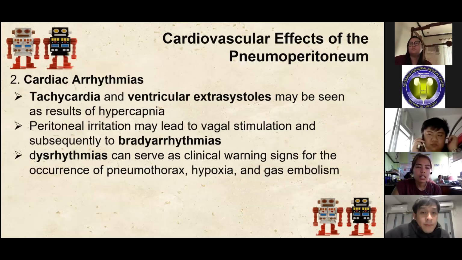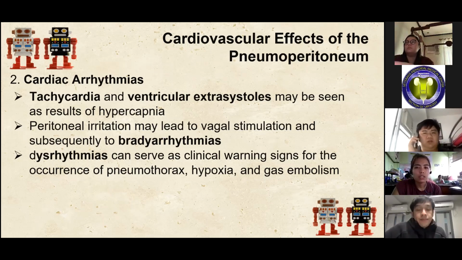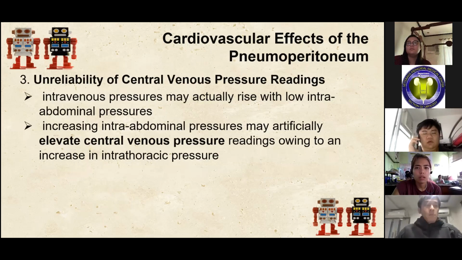Next is cardiac arrhythmias. Tachycardia and ventricular extrasystoles may be seen as a result of hypercapnia. And peritoneal irritation may lead to vagal stimulation and subsequently to bradyarrhythmias. And these arrhythmias can serve as clinical warning signs for the occurrence of pneumothorax, hypoxia, and gas embolism.